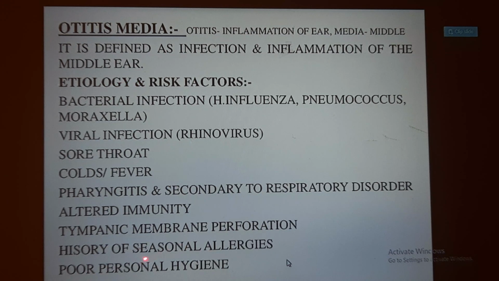And then poor personal hygiene. The person who does not maintain personal hygiene. People, when they maintain hygiene, most of them do not care about the ear much compared to other parts of the body. The ear has to be cleaned properly, and some people think wax is a bad content in your ear. Wax is not bad.